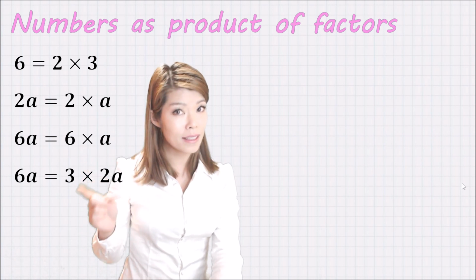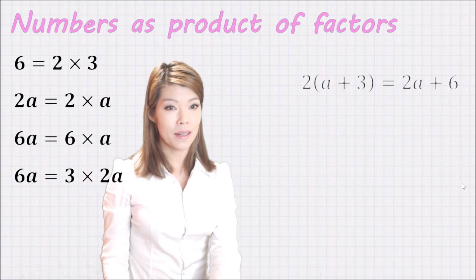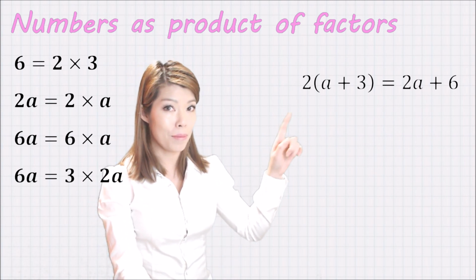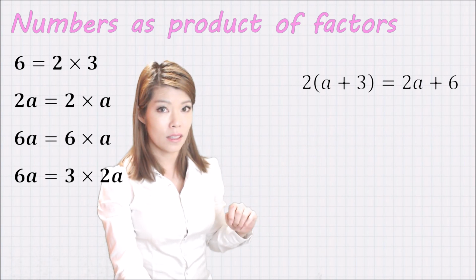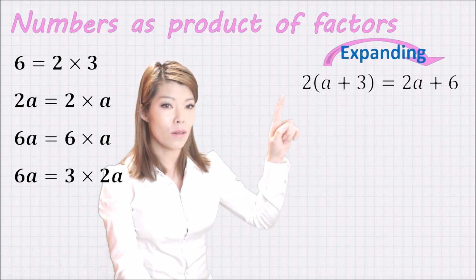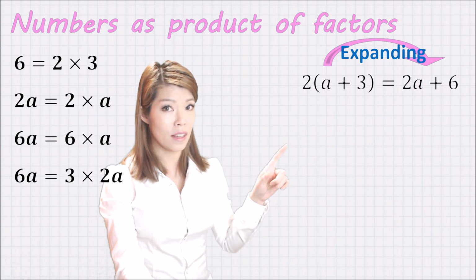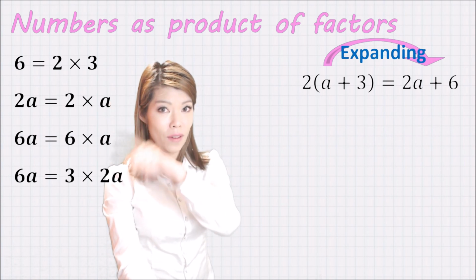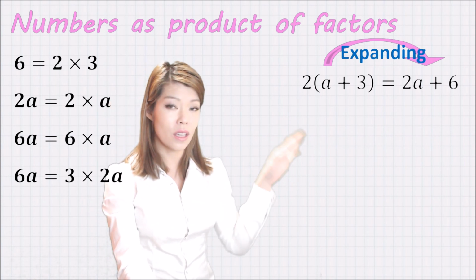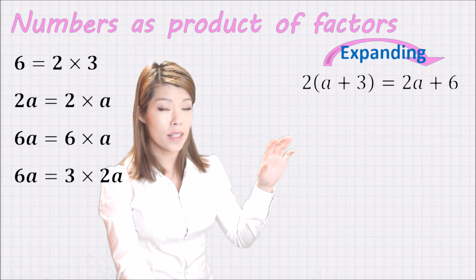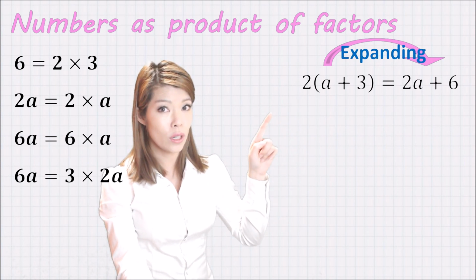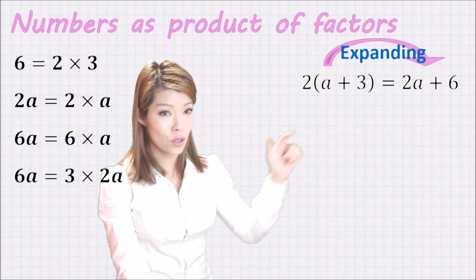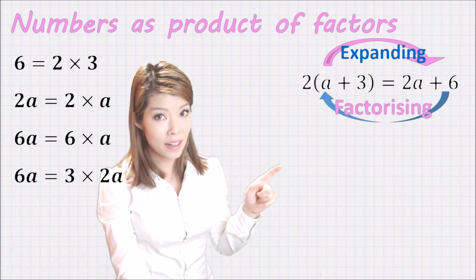Now we wrote these as products of factors for the following bit. Recall from the example last lesson that we had 2 times (a plus 3) gave us 2a plus 6. We call that expanding. Notice that it was 2 times (a plus 3). The 2 and a plus 3 are the factors, just like all these factors, because we multiply them together to give us the 2a plus 6. So in other words, if we're trying to find the 2, which is a factor, and the a plus 3, which is the other factor, so going backwards, it is factorizing.